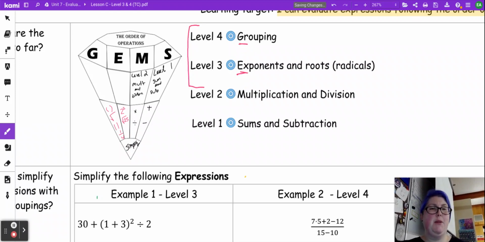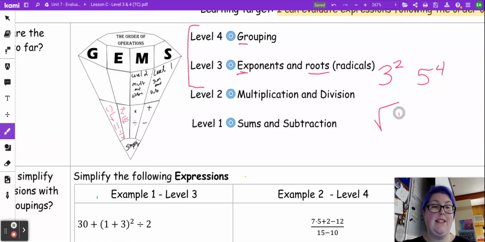What do we mean by exponents? We mean things like 3 to the second or 5 to the fourth. Both of those have exponents. The opposite of an exponent is actually a root. So the opposite of 3 to the second is actually the square root of 9.